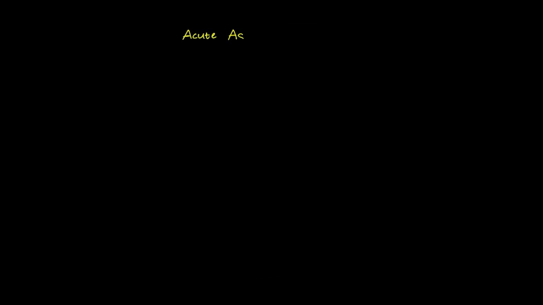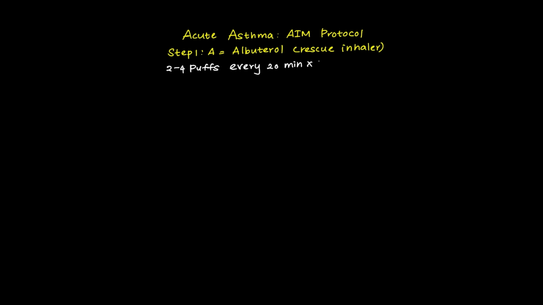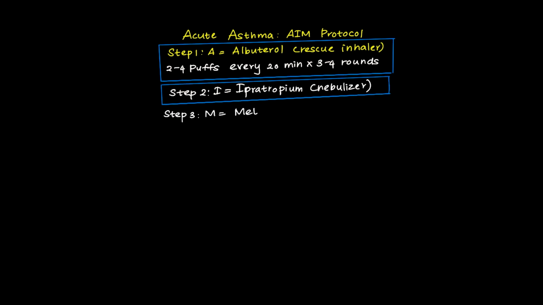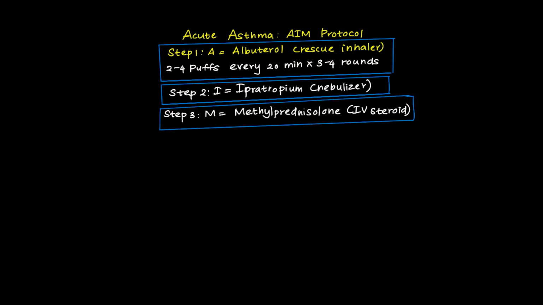The patient rolls into the emergency department with an acute asthma attack, wheezing hard, struggling to breathe. The nurse needs to follow the AIM protocol, and the order matters. AIM stands for albuterol first, ipratropium second, methylprednisolone third. Albuterol is a beta-2 agonist rescue inhaler. It is the frontline rescue medication that opens the airways fast. You give 2 to 4 puffs every 20 minutes for 3 to 4 rounds. That is always step 1.